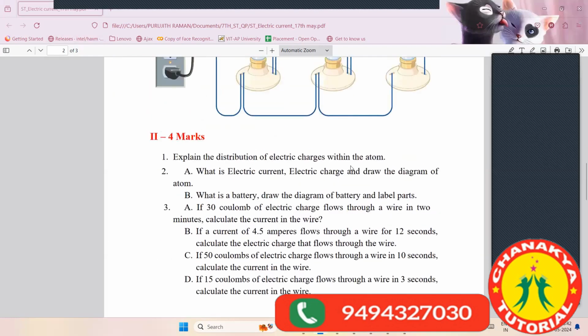Then four marks: distribution of electrical charges within the atom. I got confused in this one, ma'am. Anyone else having any confusion? Ma'am, you meant to explain protons, neutrons, and electrons, right? Exactly, and their positions, which one is revolving around which, which is present inside, which is present outside, with a diagram if needed. Yes, ma'am.